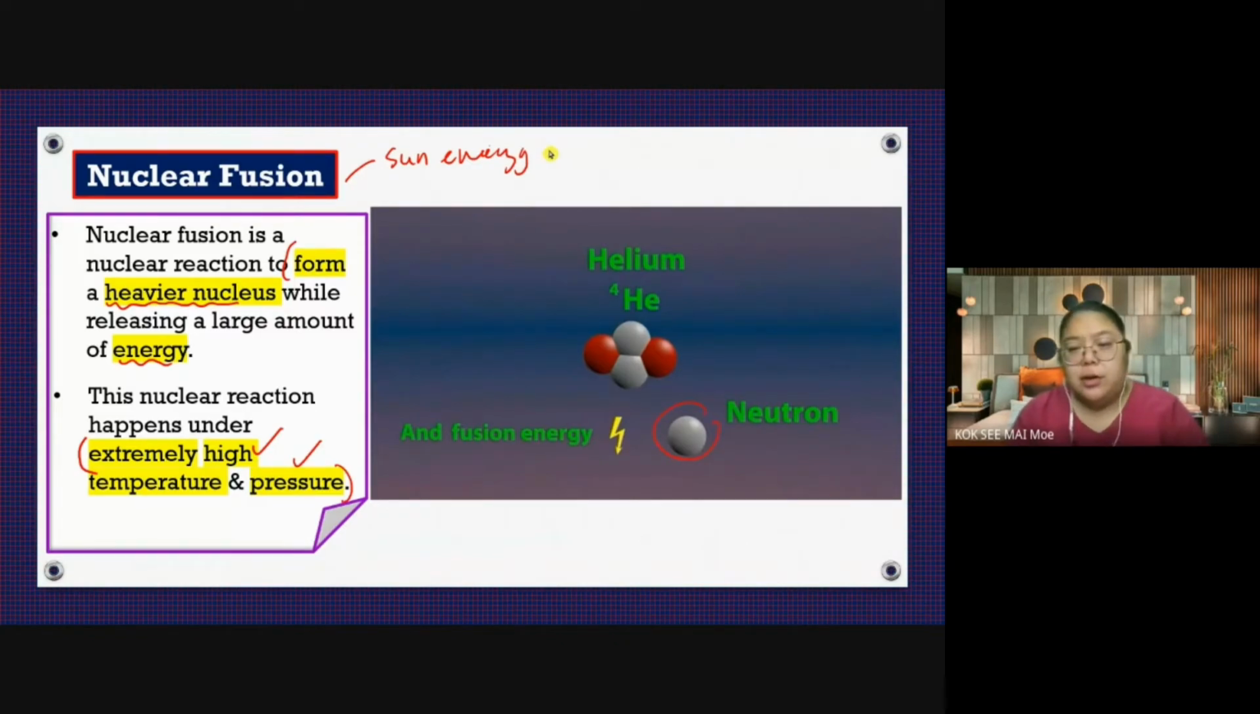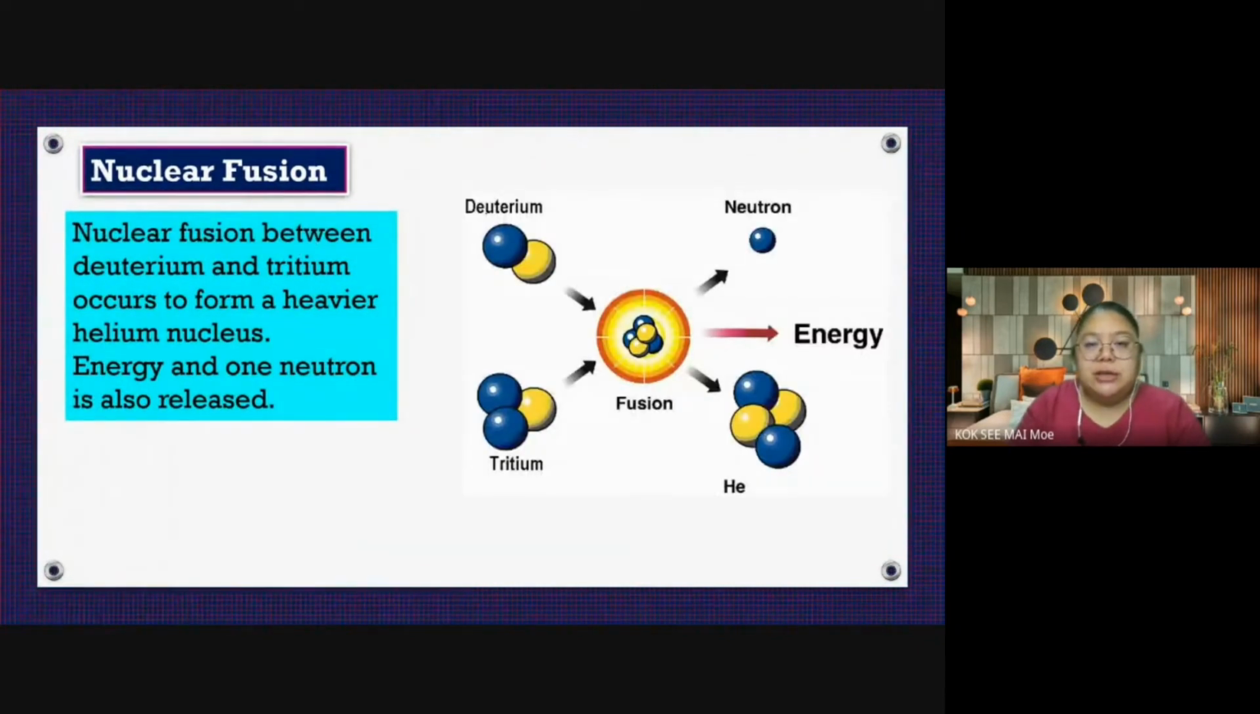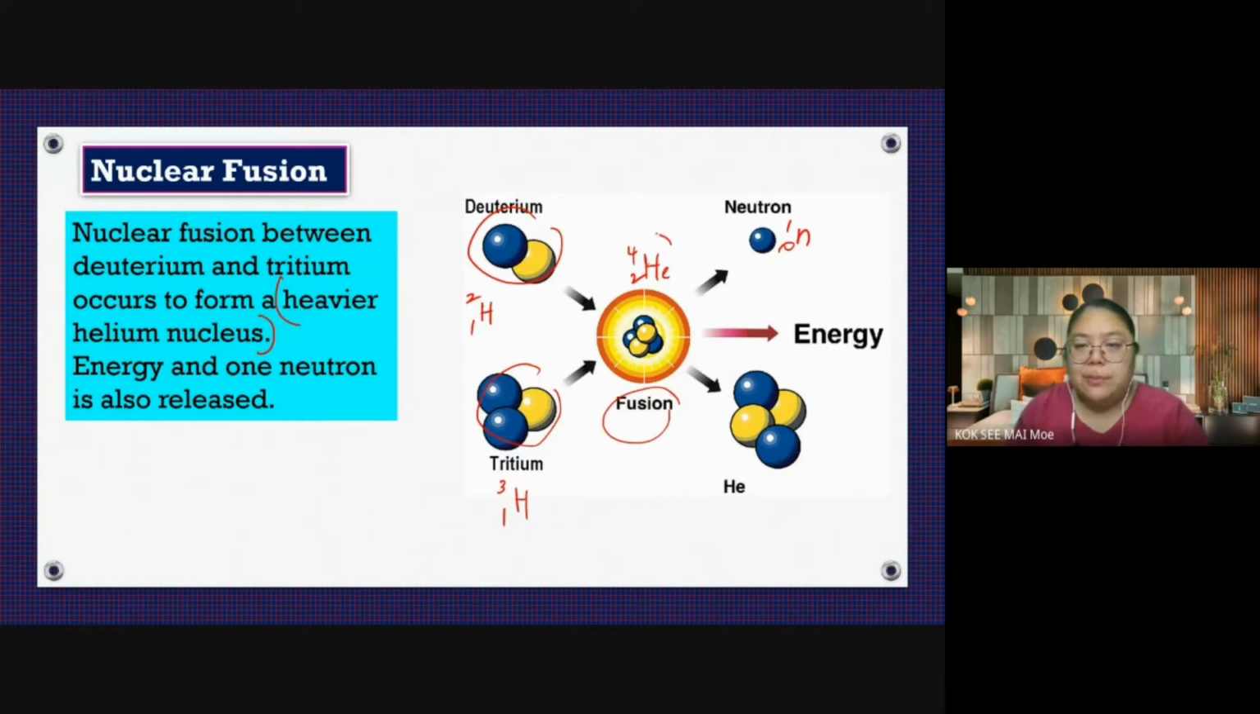Okay, fusion also has a formula. Let's see the formula for the fusion. Now you can see the nuclear fusion. First one, deuterium, then tritium. Deuterium is 2, this one is 3. After that they combine, they join together and become one heavier helium nucleus. So they produce helium. After that, remember, they will release one neutron and also a large amount of energy.